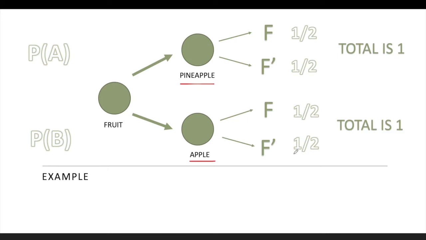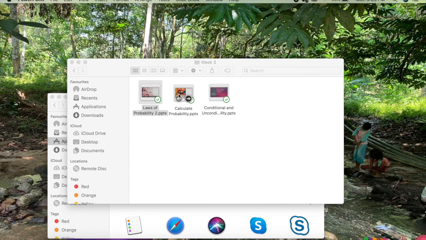The same thing also applies if, let's say, this one is three fourths, then of course this one should be 1/4. So basically, that is what is meant by the third rule. Let's proceed to the next slide, which is on how to calculate the probability.